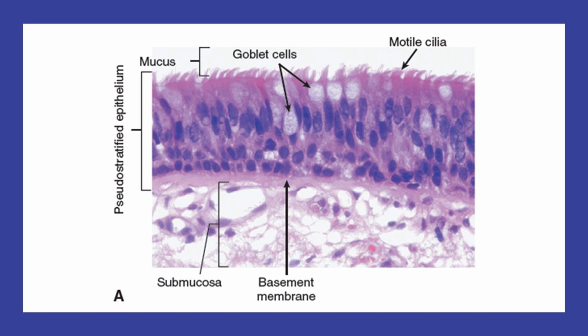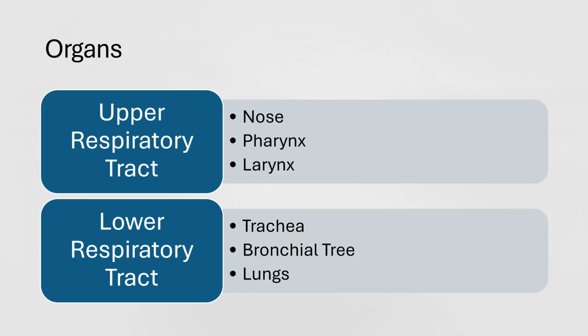And here's where I was talking about where you'll have the goblet cells that are releasing the mucosa or mucus that can push out those dust particles, that stuff that we don't want. So these are basically the organs of the respiratory tract, and we split it into the upper versus the lower respiratory tract. In the upper, you have your nose, your pharynx, your larynx, and in the lower, we've got our trachea, our bronchial tree, and then our two lungs.